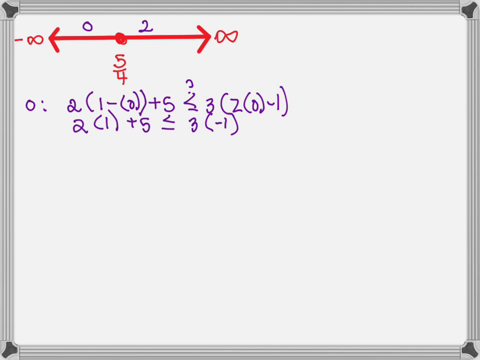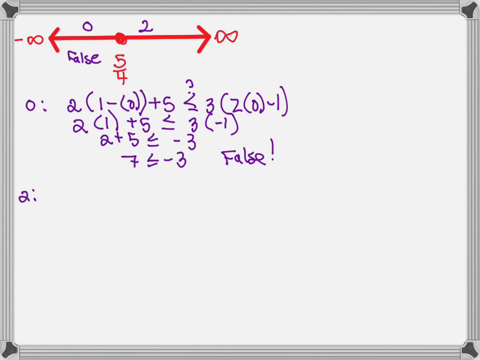Let's simplify further. 2 times 1 is 2, plus 5 is less than or equal to 3 times negative 1 is negative 3. On the left, 2 plus 5 is 7, so now I have 7 is less than or equal to negative 3. Is this true or false? This is false. So on the interval where we have our test value of 0, I'll write false.